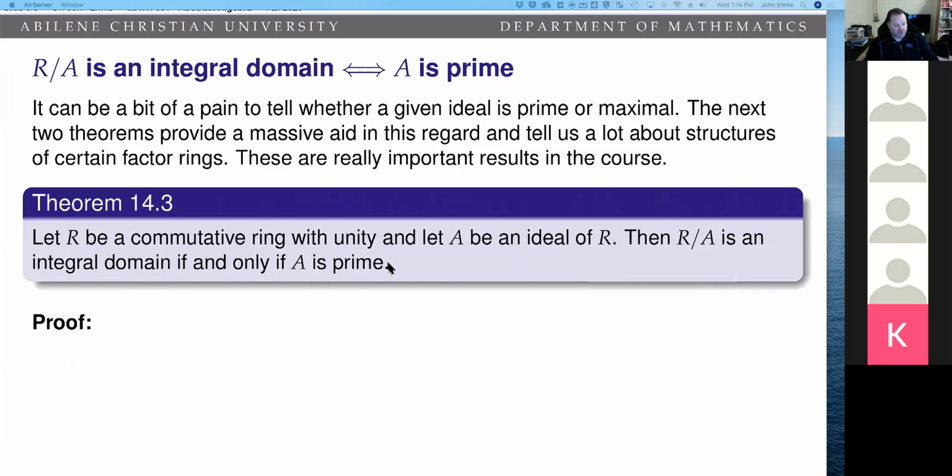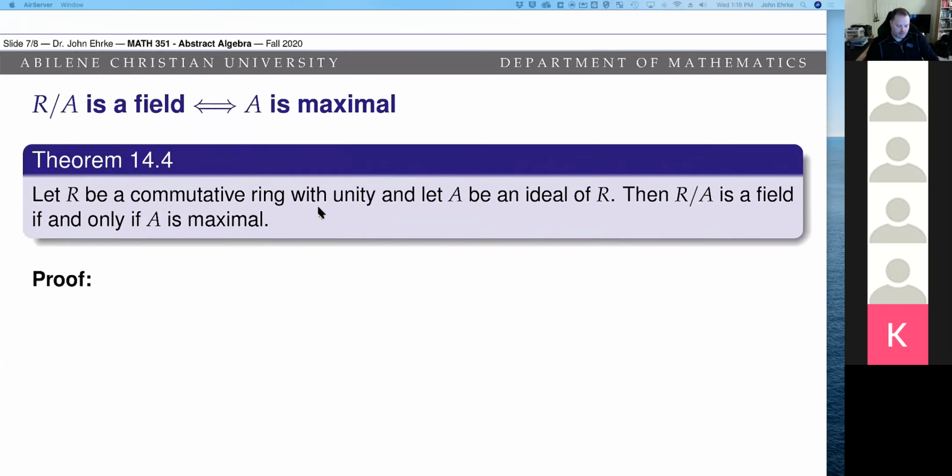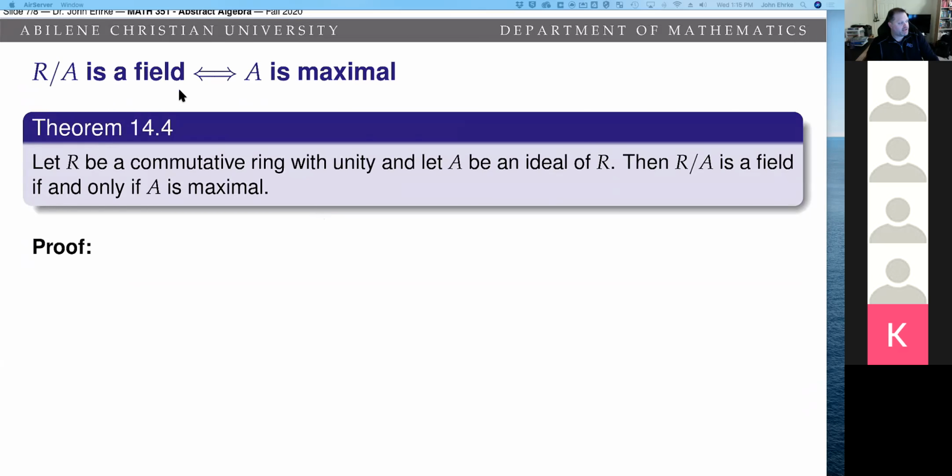That is a big result. You should be using that result to help you prove some things this week and some stuff that's going to show up on Module 9 homework as well. And here is the same thing, but if it happens to end up being a field. If you form the factor ring and it ends up being a field, then you know that the ideal you're modding out by is a maximal ideal. So if R mod A is an integral domain, A is prime. If R mod A is a field, A is maximal.